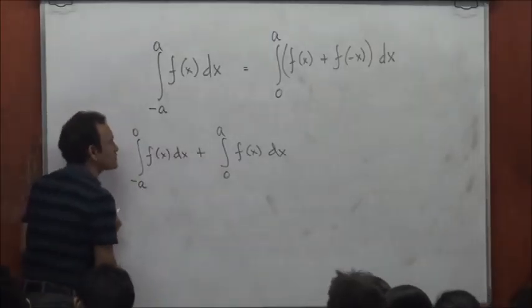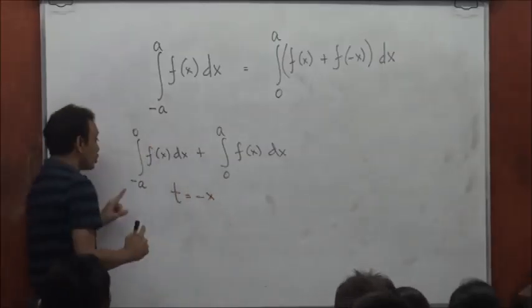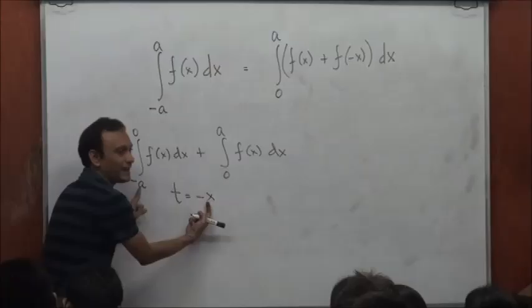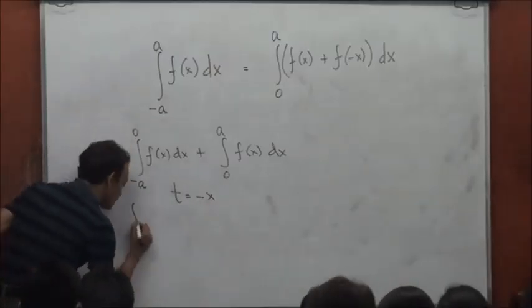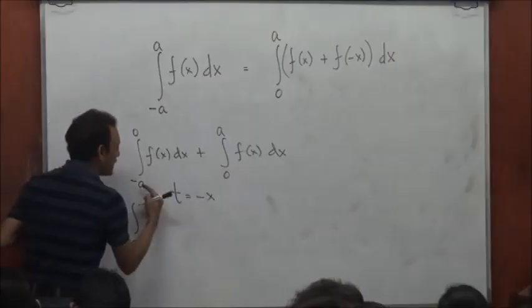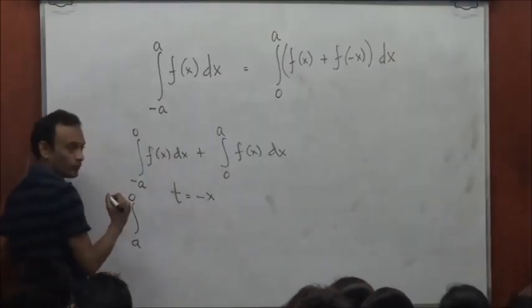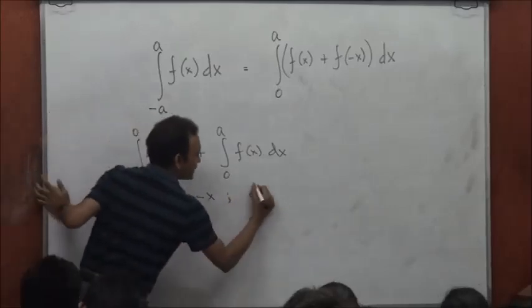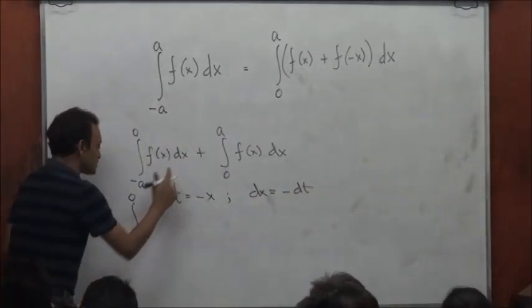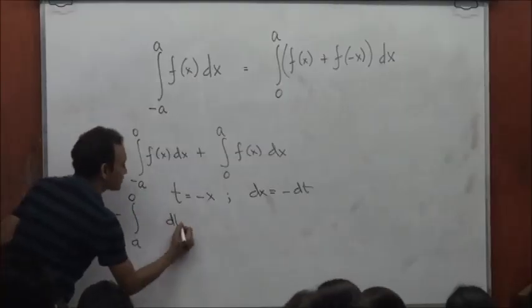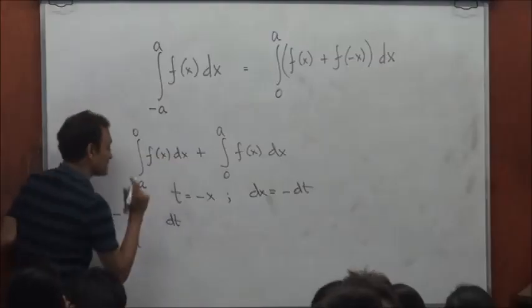So I create a transformation. I create a new variable t which is negative of x, so that when x is minus a, t becomes a. I need a here for some reason, right? So when x is minus a, t is a. When x is 0, t is 0. Do you also realize that dx is minus dt here? So replace this dx by minus dt. This is f of minus t.